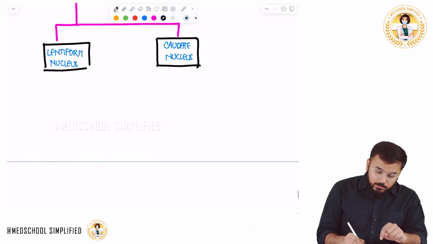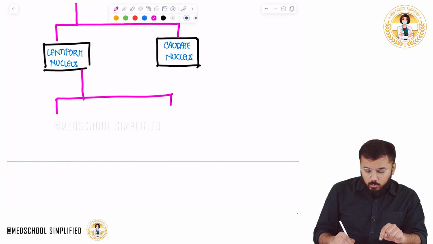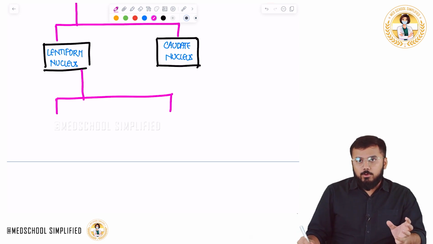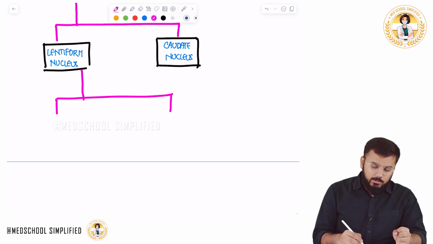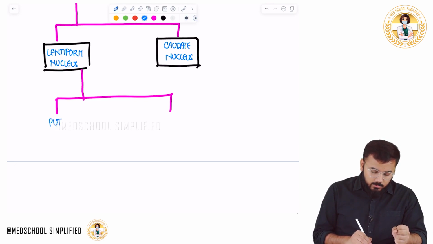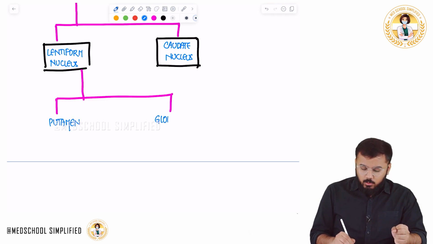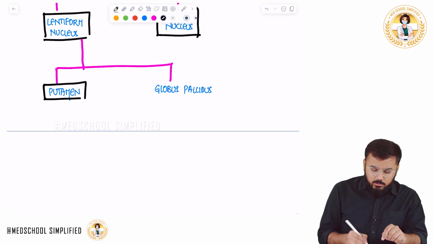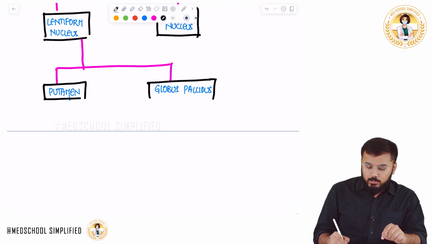Okay. Now, the lentiform nucleus is again divided into 2 more important structures. One is called as putamen. Outside you have got putamen, inner you have got globus pallidus. I will draw these things, don't worry. So, one is called as putamen. Another one is called as globus pallidus. Okay. So, outer side you have got putamen, and next you have got globus pallidus.